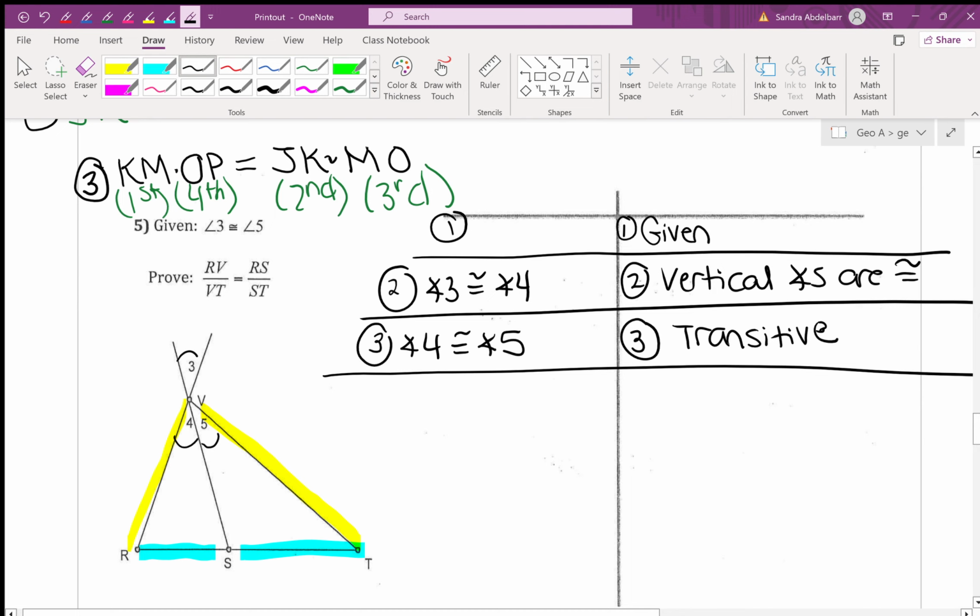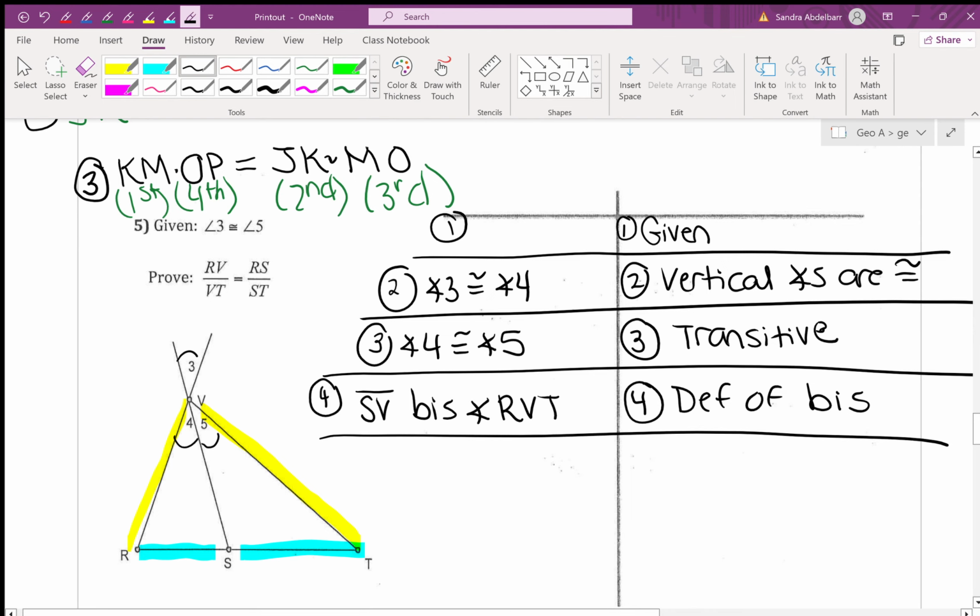So now that 4 and 5 are congruent, I can now say that angle RVT has been bisected. What part of our diagram bisected angle RVT? VS. Good. So step number 4, we're going to say segment VS bisects angle RVT. And the reason will be definition of bisect. So now that we showed that a vertex angle in the triangle has been bisected, can we say the sides are now split proportionally? Absolutely. Step number 5, I'm going to say that RV is to VT as RS is to ST, and that's going to be the angle bisector theorem.